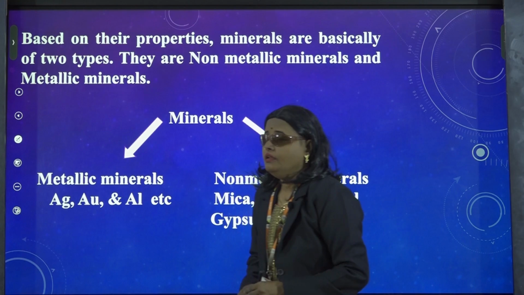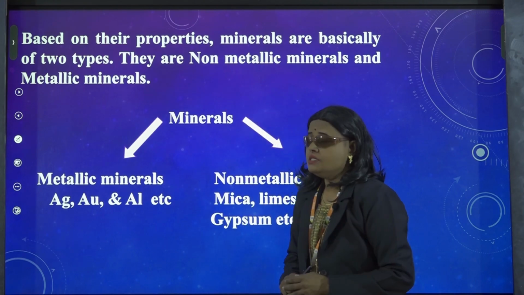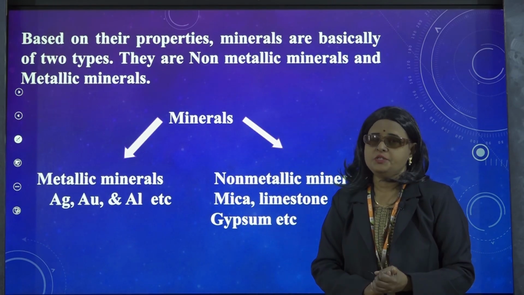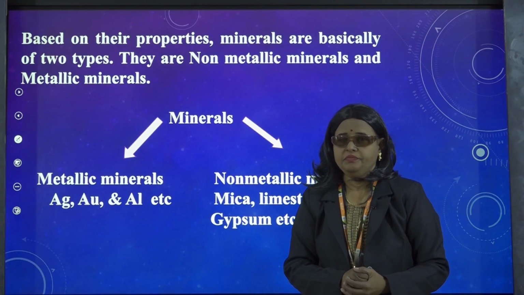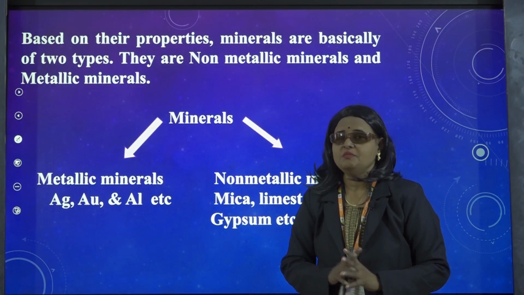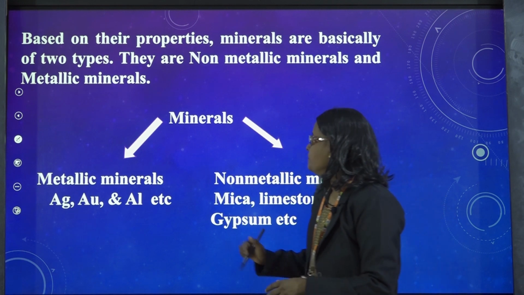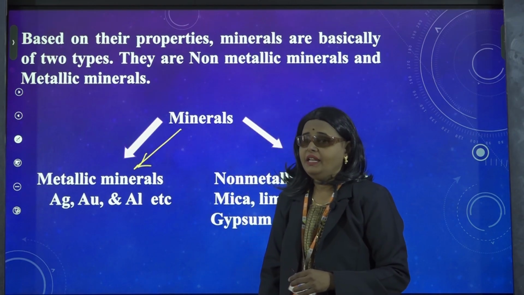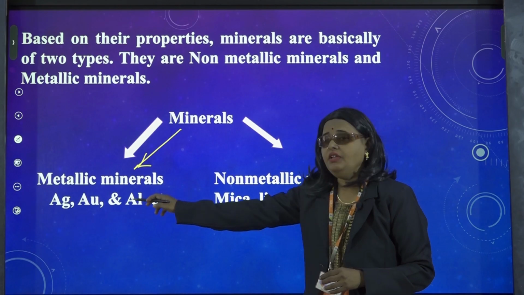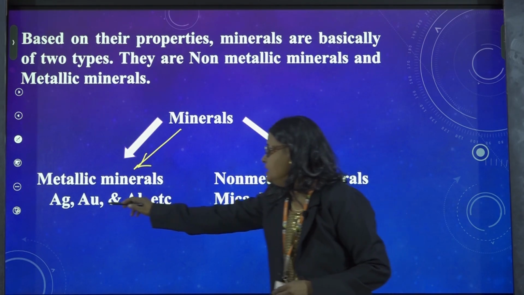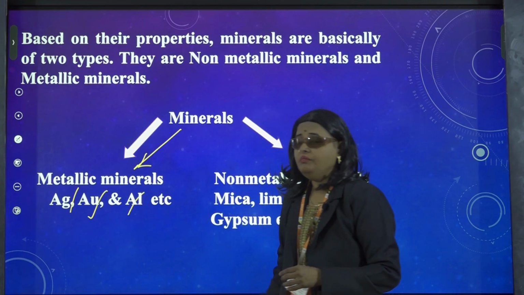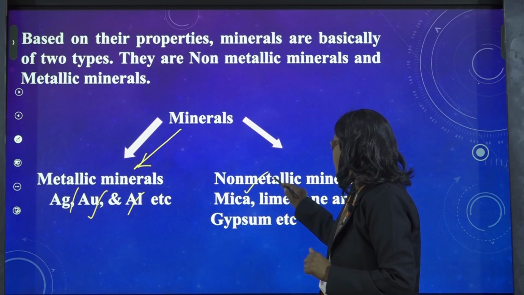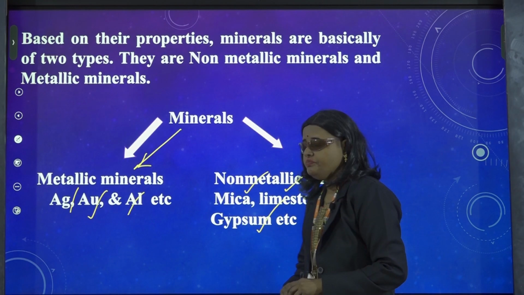You can see, based on the properties, minerals can be classified into two types. You already learned this long back, but let me just give some small explanation regarding this. Based on the properties, minerals can be classified into metallic minerals. You can see here, they have given examples: gold, silver, aluminum. Non-metallic minerals, they have given some examples: mica, limestone, gypsum.